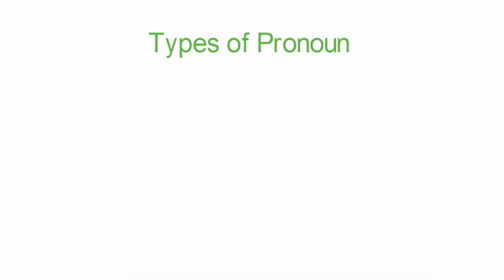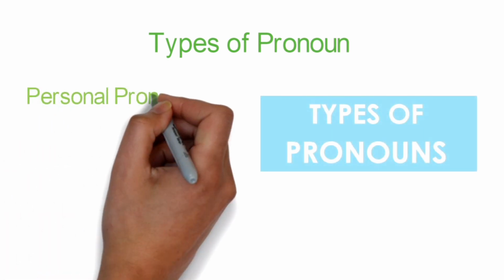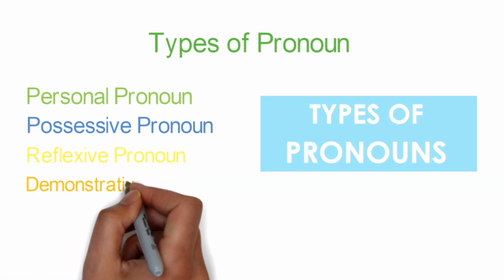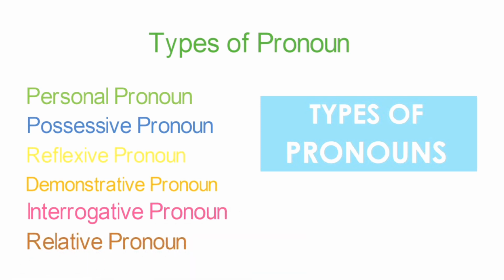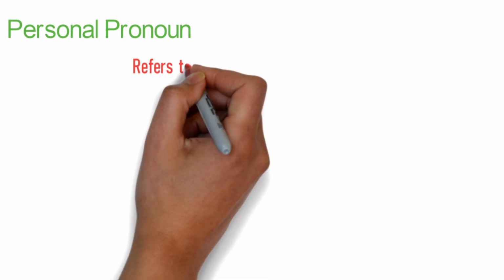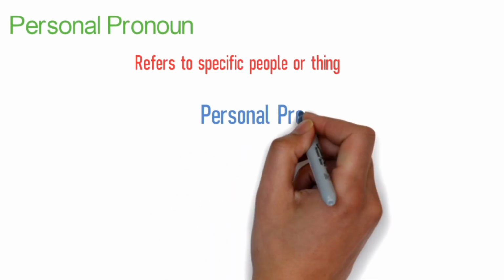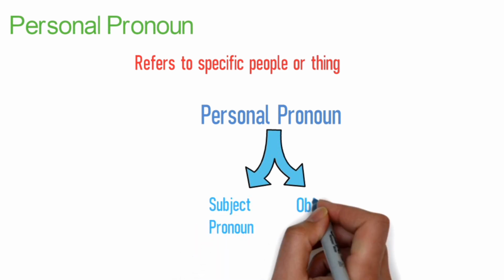Types of pronouns. There are several types of pronouns: personal pronouns, possessive pronouns, reflexive pronouns, demonstrative pronouns, interrogative pronouns, and relative pronouns. Let's take a closer look at each type. Personal pronouns. Personal pronouns refer to specific people or things. There are two types of personal pronouns: subject pronouns and object pronouns.